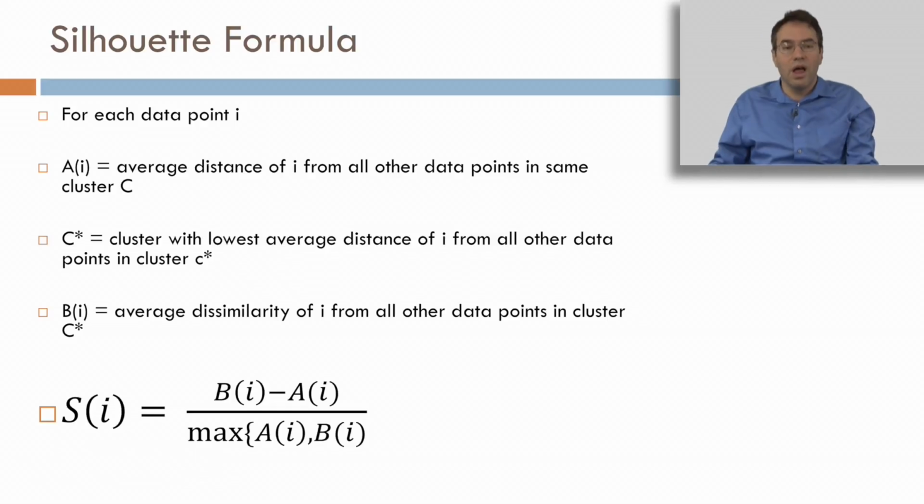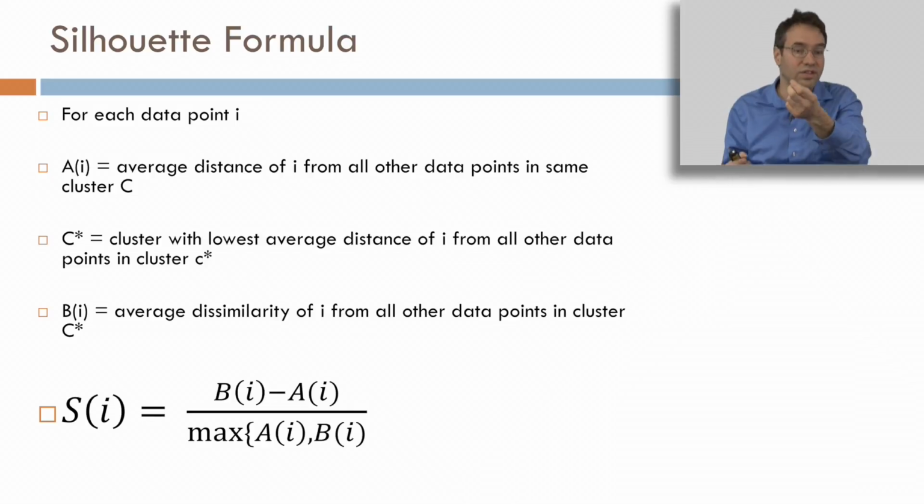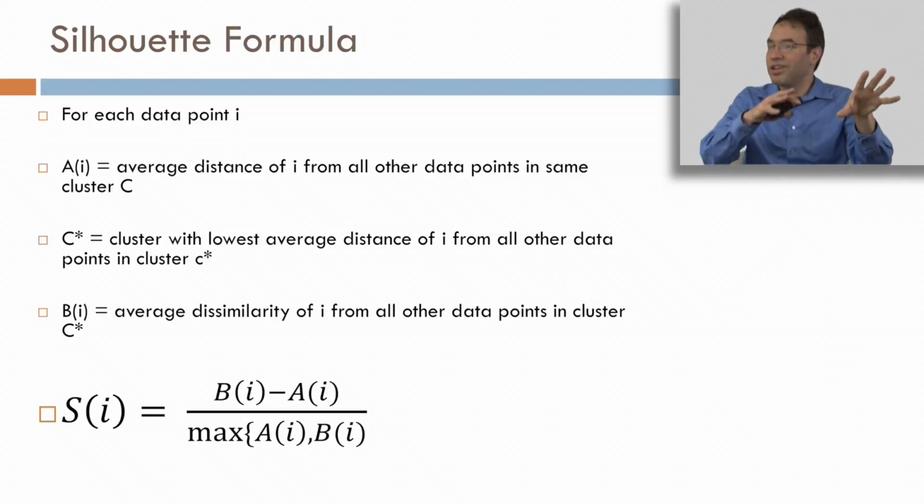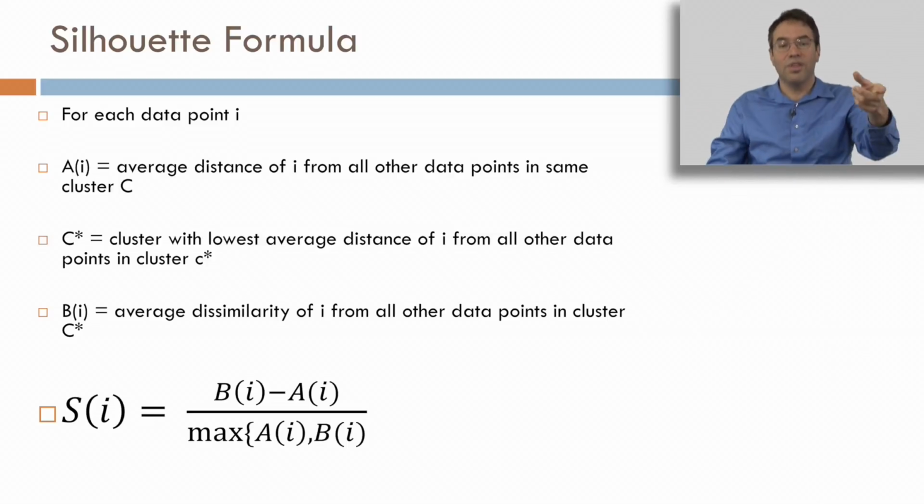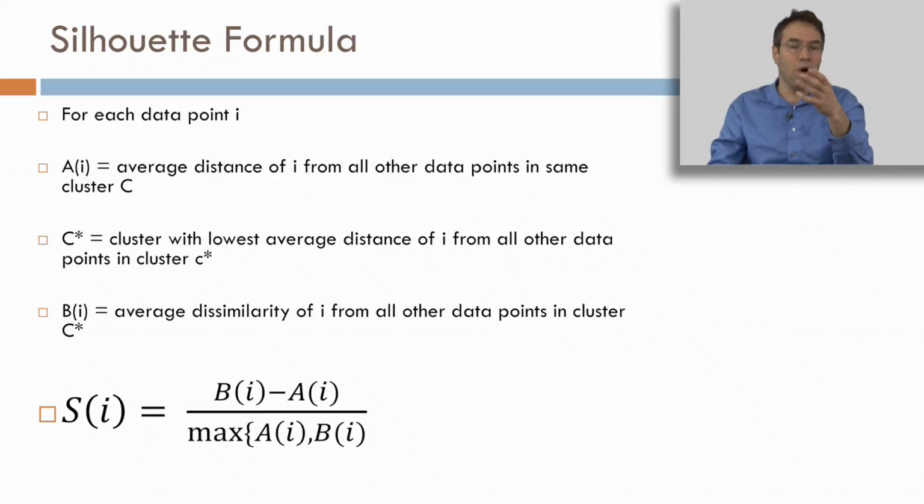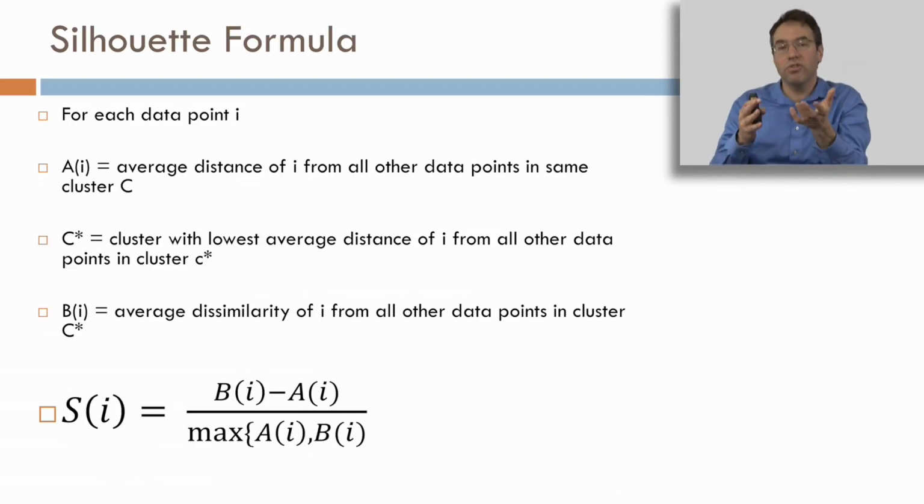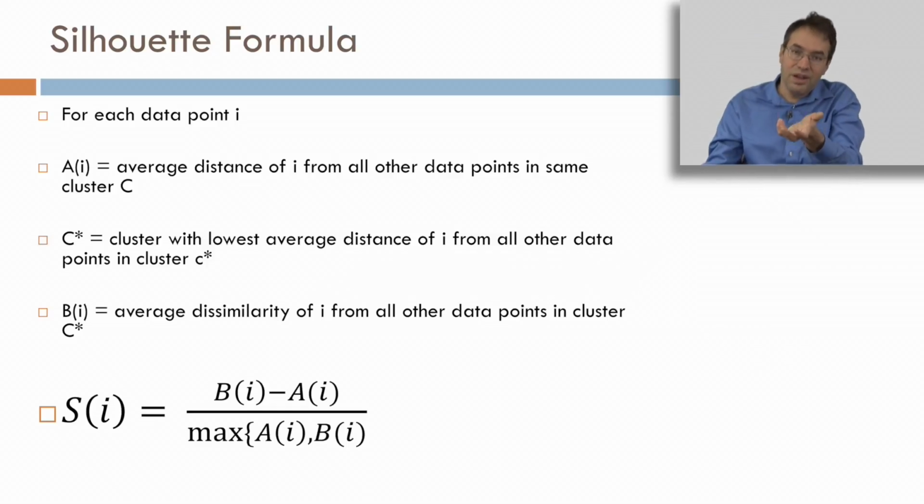So for each data point i, we take the average distance of that data point i from all the other data points in the same cluster C. We then find C star, which is the cluster with the lowest average distance of i from all other data points in cluster C star. So in other words, aside from a point's own cluster, what cluster is closest to it? That's C star. And then we take the average distance of i from all the data points in that cluster, C star. And we're basically going to say, how much closer is a data point to its own cluster than to another cluster? And again, if a data point is closer to another cluster than its own cluster, you got a problem.